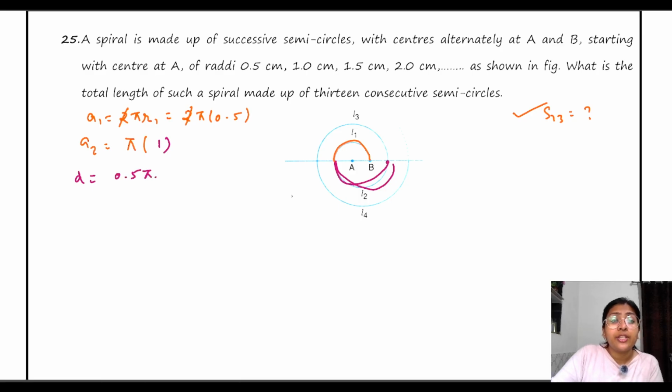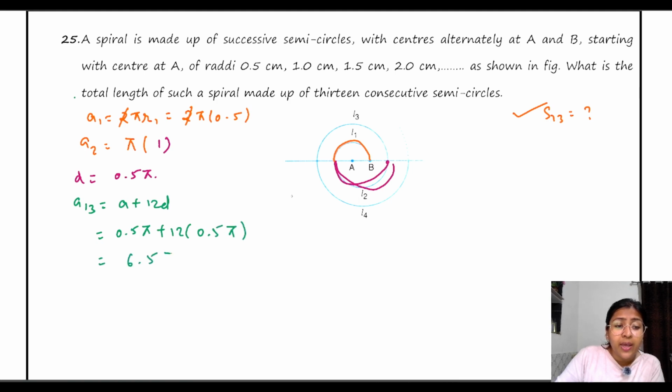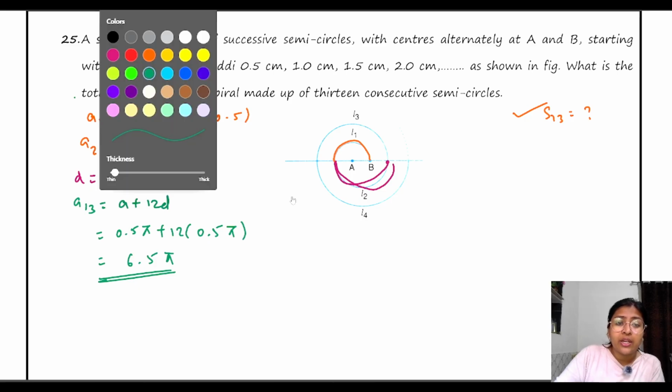What do we need to find out? S13. So first we find A13. A13 will be a plus 12d. The value of a is 0.5 pi plus 12 into d, 0.5 pi. So it is 6.5 pi. So how many pi's are there? 6.5. This is clear?